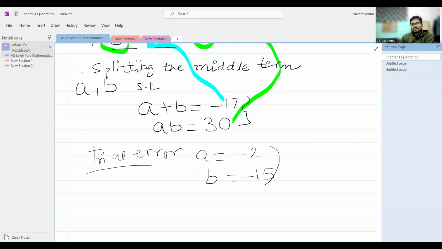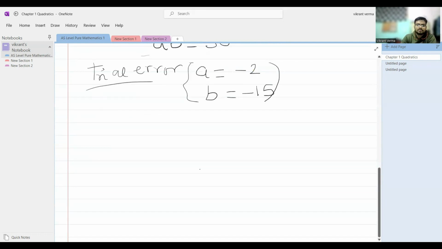But we will see that there is a more general method that is usually used by all working mathematicians. They do not go by this method very often because you can understand that it is not easy to find these numbers randomly. But in this case, I'm telling you that the values are a equal to minus 2, b equal to minus 15.